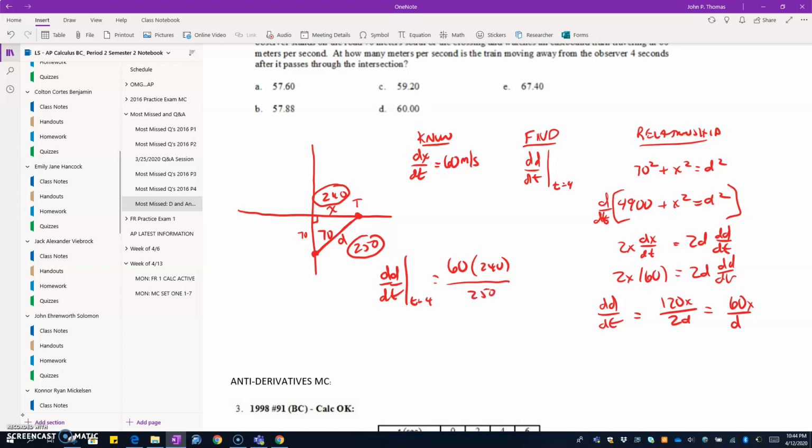I could cancel out a 0 in here, but I'm going to go straight to the calculator. We've got 60 times 240, which gives me 14,400. I'm going to divide that by 250, and it gives me 57.6. So 57.6 exactly would be our dd/dt at t equals 4, which is choice A. So A would be the correct answer on that one.